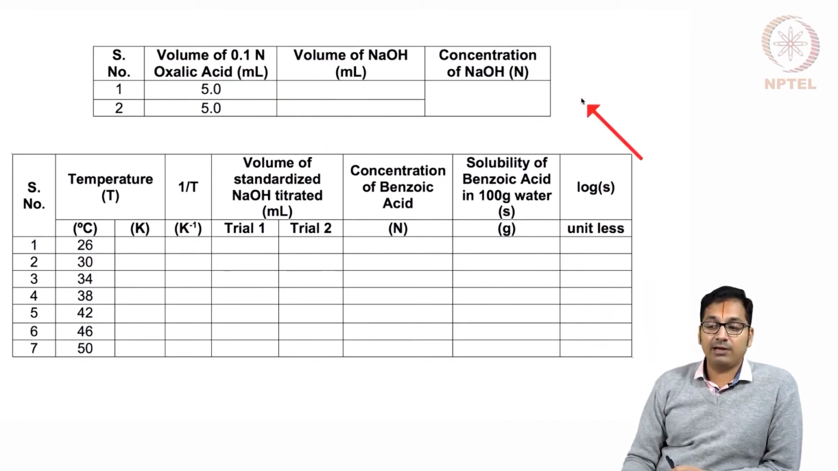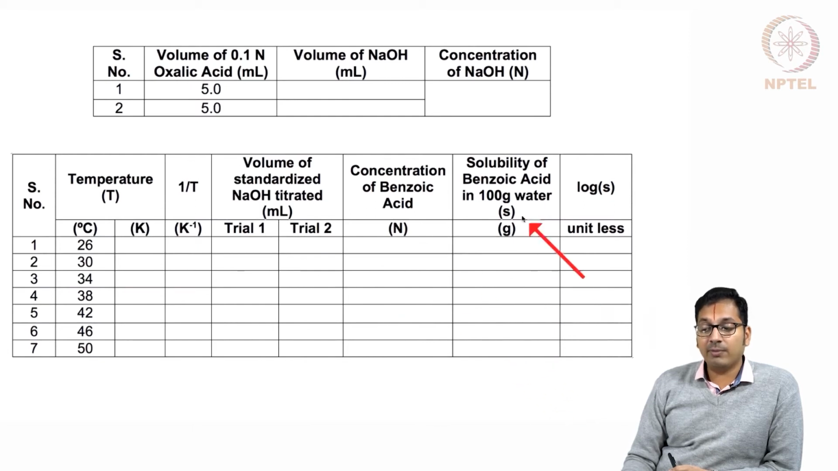This is the first table where you will be standardizing, and this is the table that one has to be using. From the temperature you can determine the absolute temperature in Kelvin, and 1 over temperature is therefore calculated. The volume of NaOH that you would be standardizing the benzoic acid against will be done as 2 trials in order to get concordant values, and the concentration of benzoic acid can thus be determined.